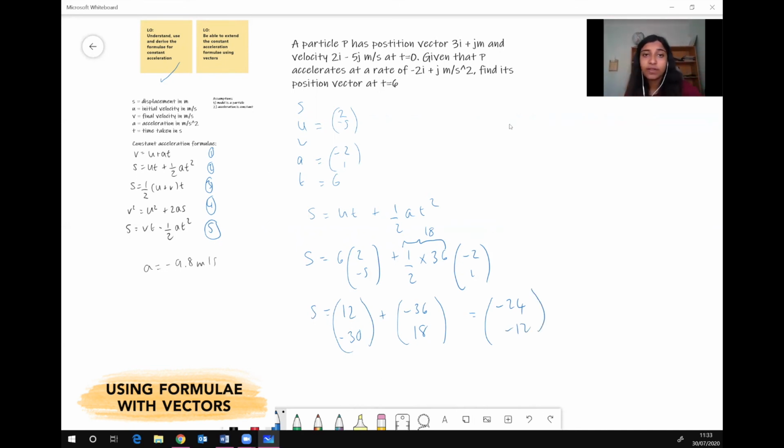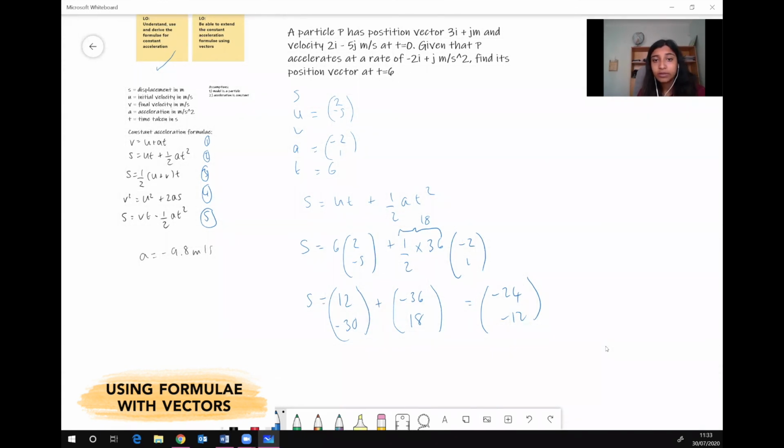Now, because we want to find our position vector at time t equals 6, it's going from position vector 3i plus j by the displacement minus 24 and minus 12. So all we want to do is take our initial position, which is 3, 1, plus how much it has travelled, which is minus 24 and then minus 12. If we plug that in, that is equal to minus 21 and minus 11. So that's our new position vector at time 6. So that's the answer.